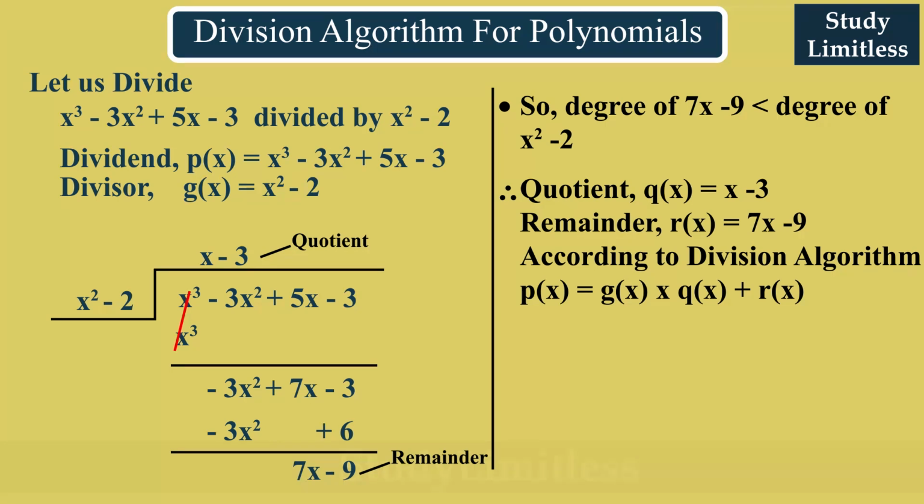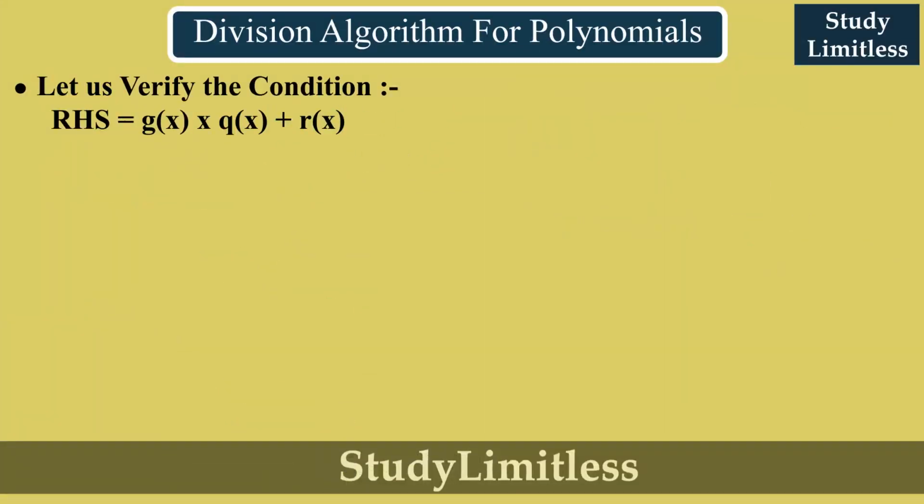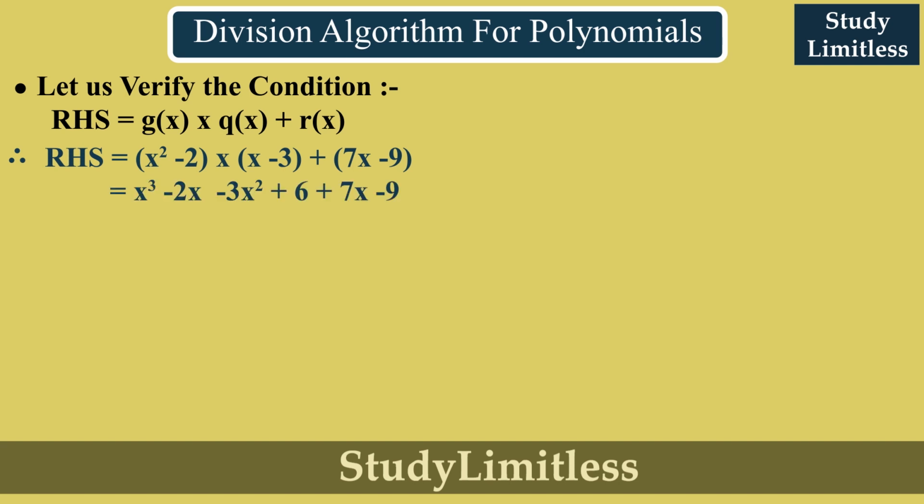According to the division algorithm, p(x) is equal to g(x) into q(x) plus r(x). Let us verify this condition. RHS is equal to g(x) into q(x) plus r(x). Therefore RHS is equal to x square minus 2 into x minus 3 plus 7x minus 9. After simplifying, we get x cube minus 2x minus 3x square plus 6 plus 7x minus 9.